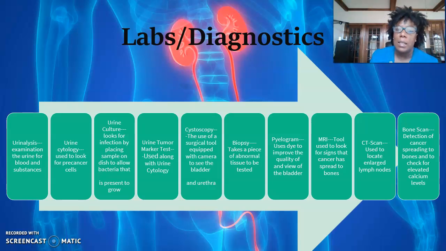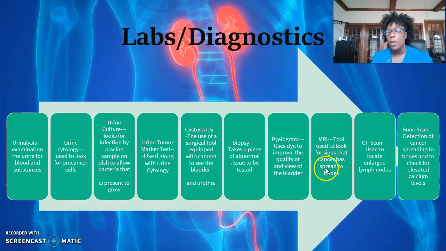There's some labs and diagnostic findings. We have the urinalysis, which is the examination of urine for blood and substances. We have a urine culture, which looks for infection by placing sample on a dish to allow present bacteria to grow. We have the urine marker test, which is used along with cytology. We have the biopsy, which takes a piece of abnormal tissue to be tested.